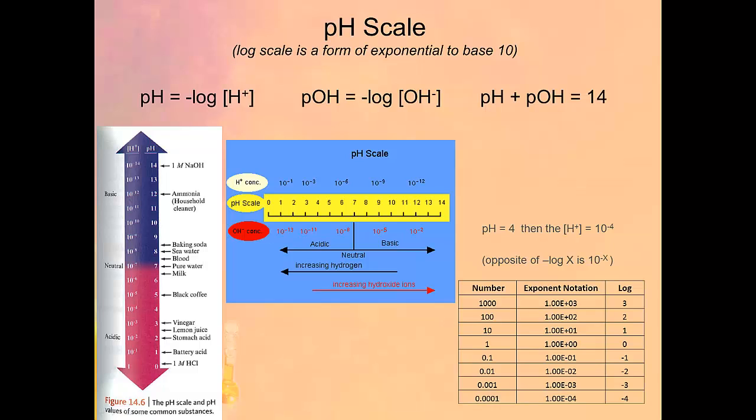So if we have a look at what pH really means, it means the minus log of the hydrogen ion concentration. The lowercase p represents our minus log. The h, on the other hand, represents our hydrogen ion concentration. So pH is minus log of hydrogen ion concentration. pOH is the minus log of the hydroxide ion concentration. That lowercase p always means minus log.